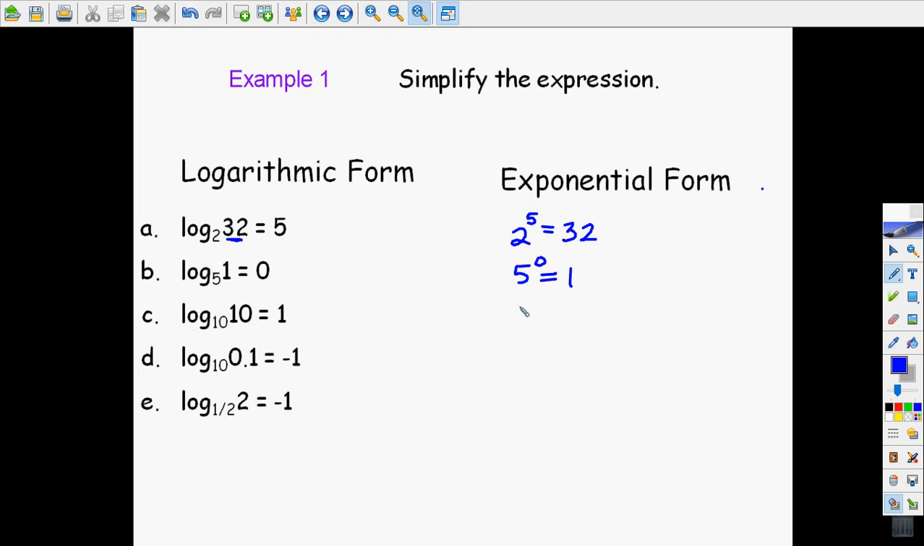So then we do part C. The base is 10. Logs always equal exponents, so the 1 goes up here. 10 to the 1st power is 10. We look over here. It should be the same number. Yay. Do it again. Base is 10. Logs always equal exponents. So the negative 1 goes up here. What do you do with negative exponents? You put it downstairs. So that's 1/10, and this is also 1/10.